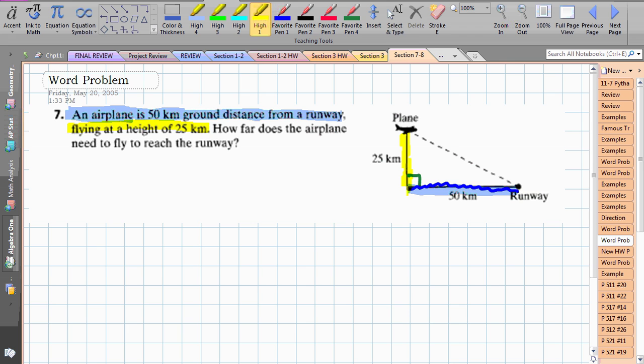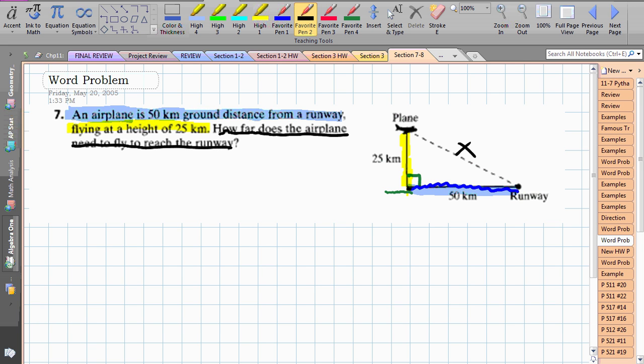So when I'm talking about the altitude of a plane, that's always the shortest distance to the ground in here. In this case, the shortest distance implies it's a perpendicular relationship, and that creates a right angle, and this right angle is 90 degrees. And so we're trying to find out how far the plane needs to fly to reach the runway.